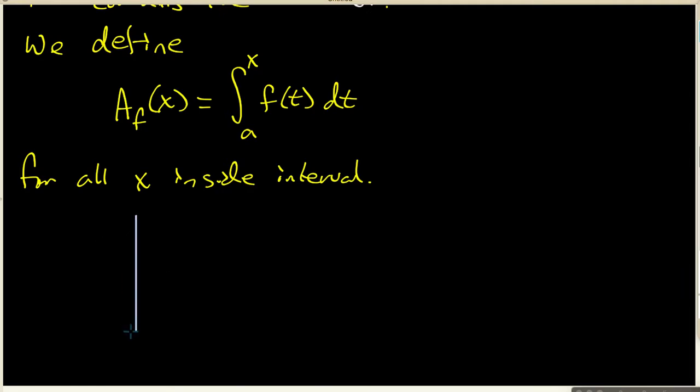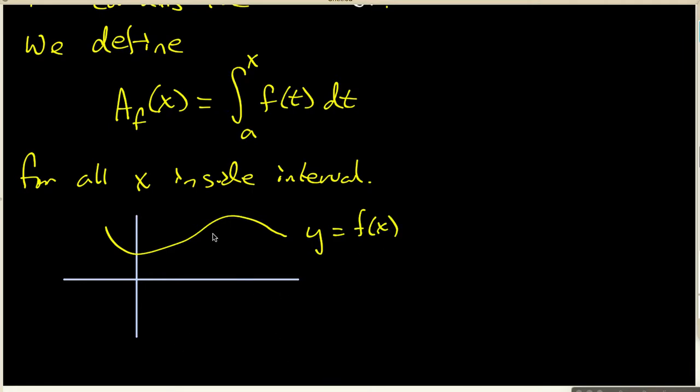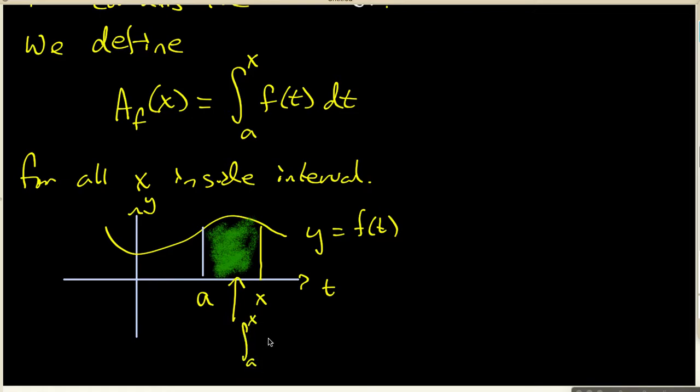If I have a set of axes, and I draw a graph, and this is y is equal to f of x, and I pick a starting value that is going to be x is equal to a. Actually, I want this to be a t-axis instead of an x-axis, so let me change this to f of t. So this axis is a t-axis, and this is the y-axis. If I pick a value x, so here's an x, this area here is equal to the integral between a and x of f of t dt, and that's just AF of x.